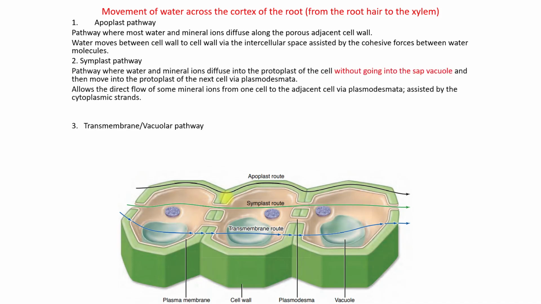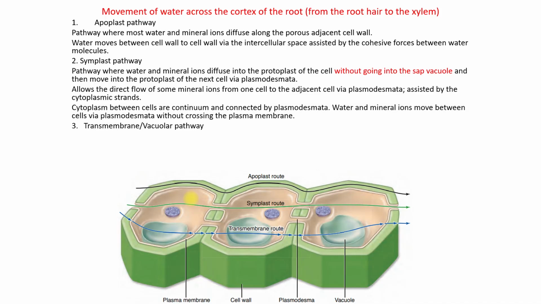Now, the symplast pathway, or symplast root, or symplastic pathway, they come in many names. The symplast pathway is where water and mineral ions diffuse into the protoplast of the cell, you can see the protoplast here, without going into the sap vacuole, and then move into the protoplast of the next cell via plasmodesmata. If you recall, you have learned this in term 1. This is the plasmodesmata. This allows the direct flow of some mineral ions from one cell to the adjacent cell via plasmodesmata, assisted by the cytoplasmic strands. Cytoplasmic strands you will learn in detail in the next class.